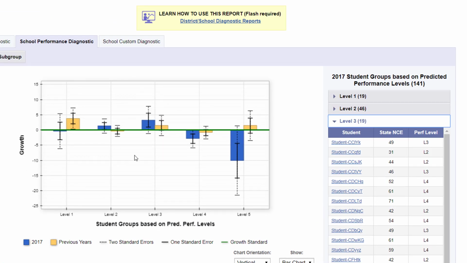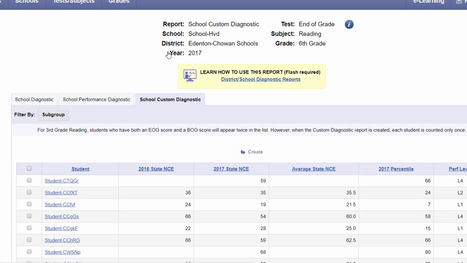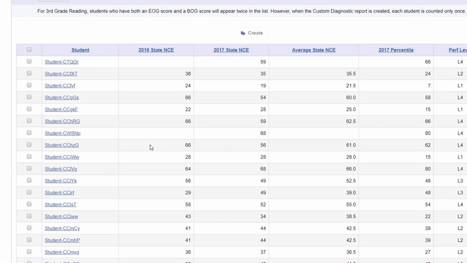So you can use this report just to see, are you moving your students from level to level in the right direction? Now this last tab is one of my favorites, and it was one of my teachers' favorites. This is the school custom diagnostic. This report is a good report for teacher reflection. So when I'm looking at this report, I'm going to be able, as a teacher, to determine how well I did with my lowest performing students, my middle performing students, and my highest performing students.